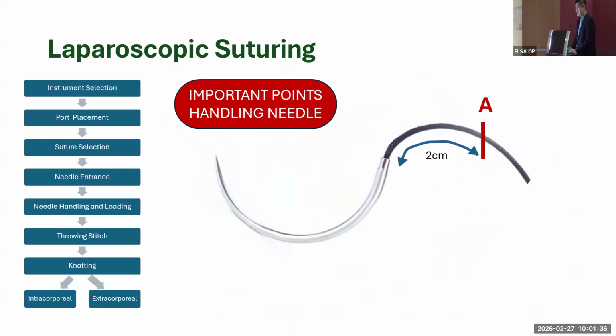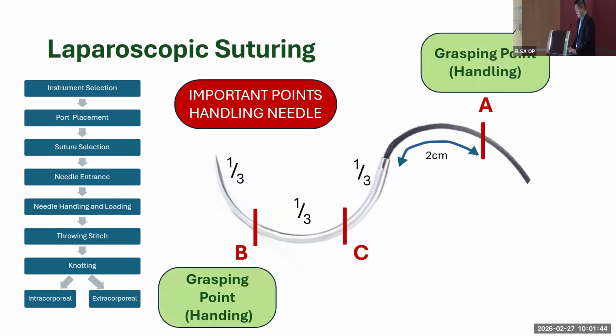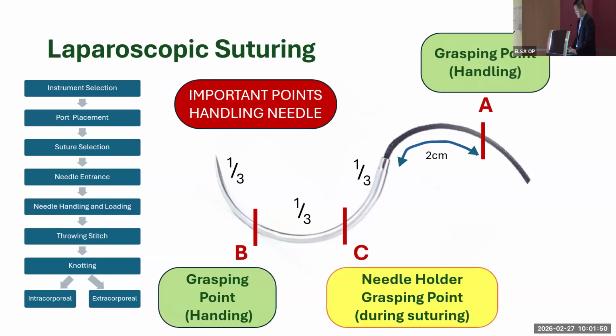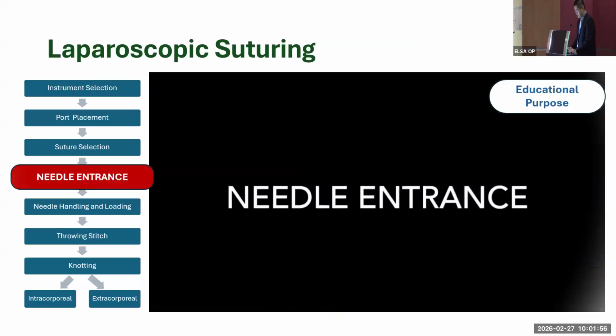Point A is 2 centimeters from the swage. Points B and C, you basically divide the needle into thirds. So point A and point B are the grasping points during handling. Point C is the place where you use your needle holder to hold your suture while you are suturing. Next, let's go on to the needle entrance.